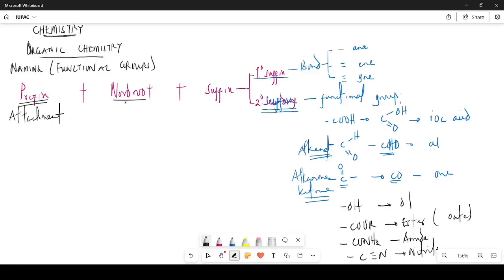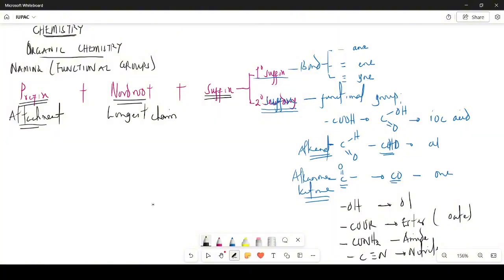And we said word root is your longest chain. And note that the moment you are able to identify your longest chain, whatever is not part of the longest chain is going to be an attachment. Of course, you call it a prefix. And then you know your suffix already. It could be primary or secondary. Does that make sense to you?